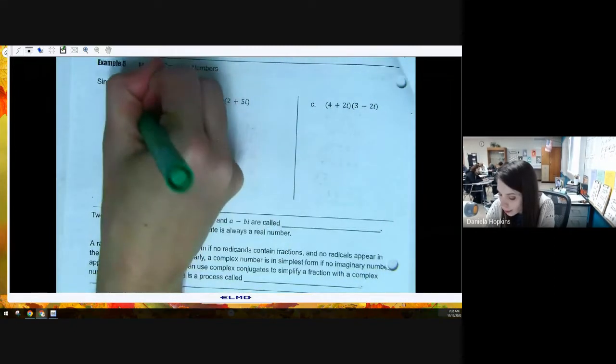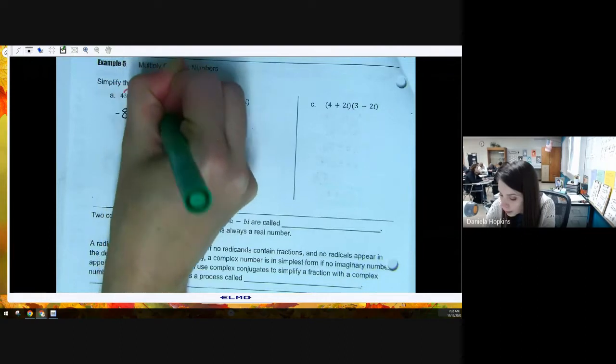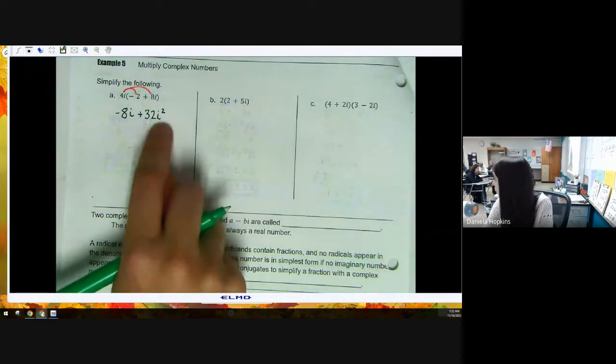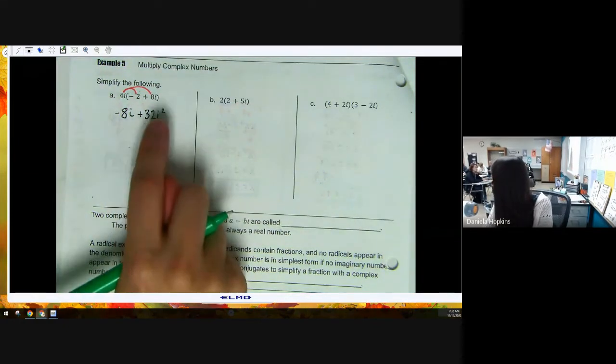32 i squared. Okay, now here's the tricky part. What is i squared equal to? Negative 1. You cannot leave an i squared. You can only have i. No i's with powers. Okay?